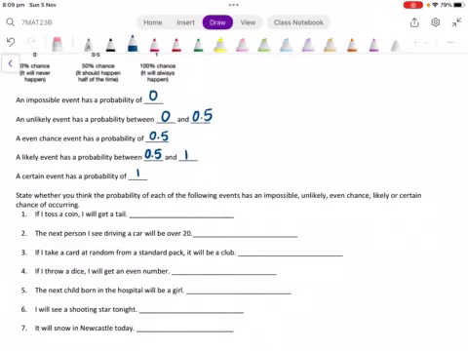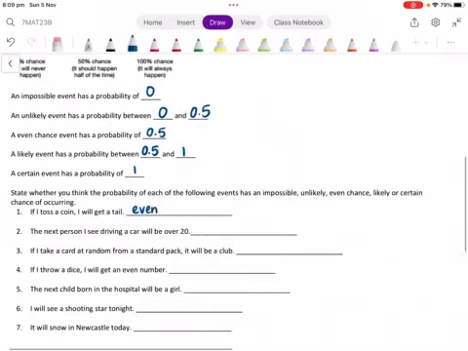So for the first one, if I toss a coin, I will get a tail. This is even chance. This is because when we toss a coin, we can either land on a tail or a head. So there's only two outcomes, so it's a 50-50 chance of landing on a tail or a head. The next one, the next person I see driving a car will be over 20. That is likely, as the legal age to drive is 16, and there is a lot more people that are over 20 than there is between the ages of 16 and 20.